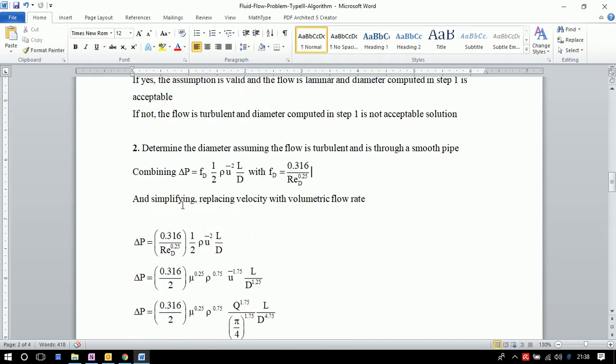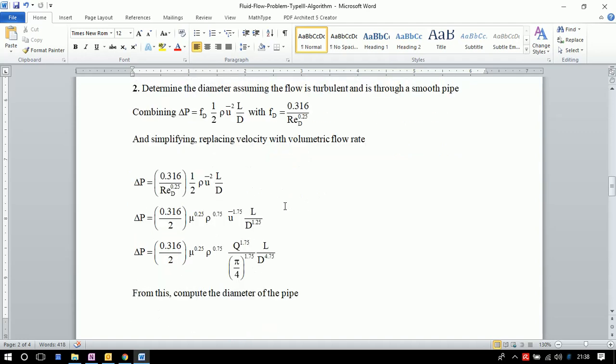We assume the flow to be smooth, and then we calculate the diameter as follows. Now we know this is the expression for pressure drop, and for a turbulent flow through a smooth pipe, the friction factor is given by a Blasius correlation, which is this.